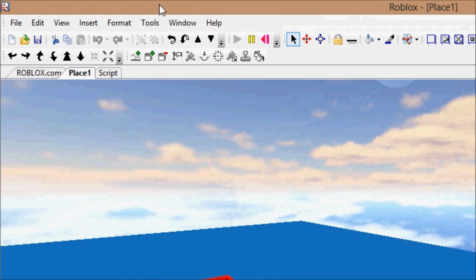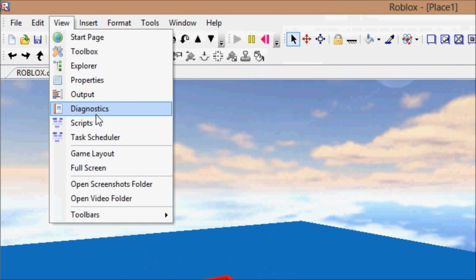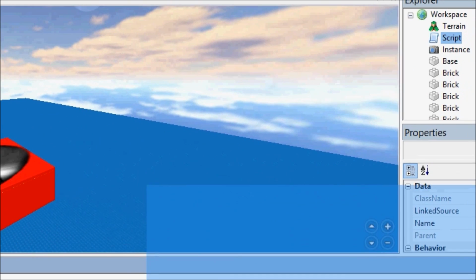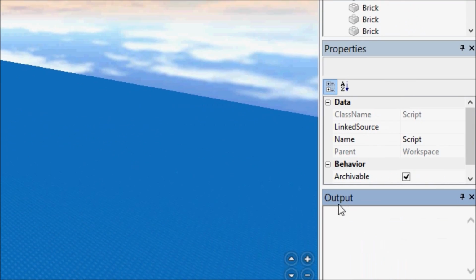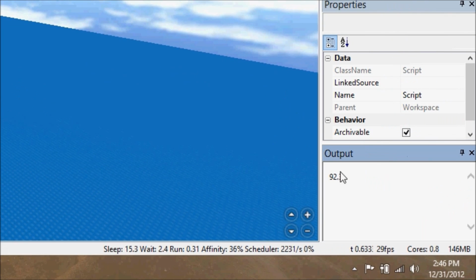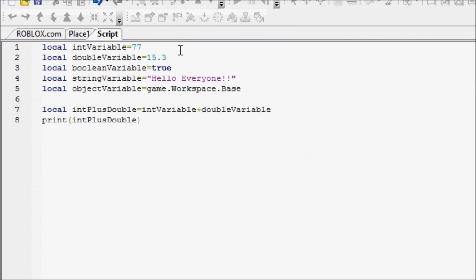Our output is gone. What the heck? I guess I never put output back after I put Windows 8 on my computer, which I got for Christmas. Okay, we'll have to pause, restart, play.